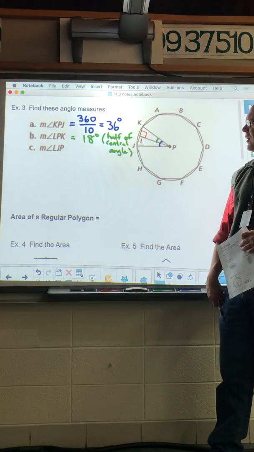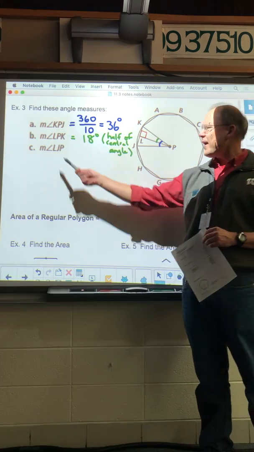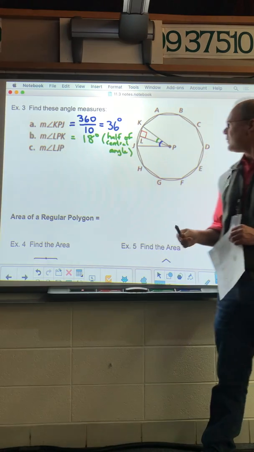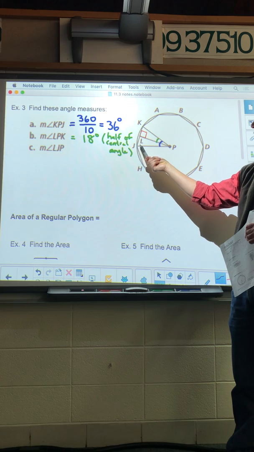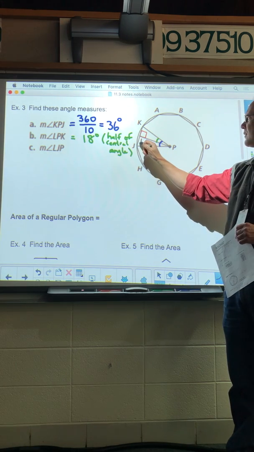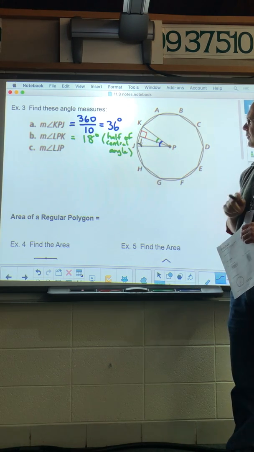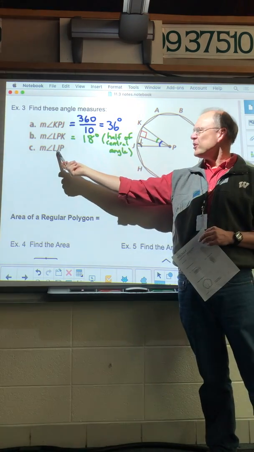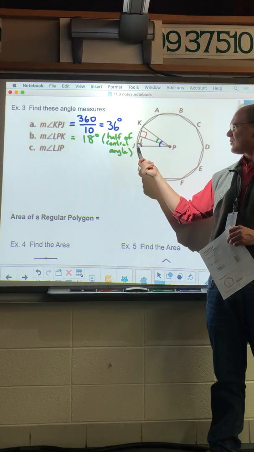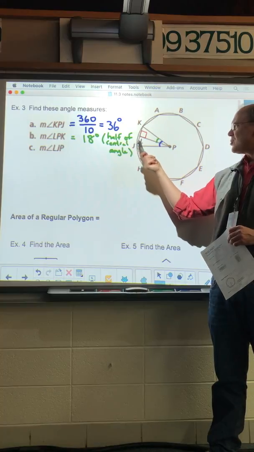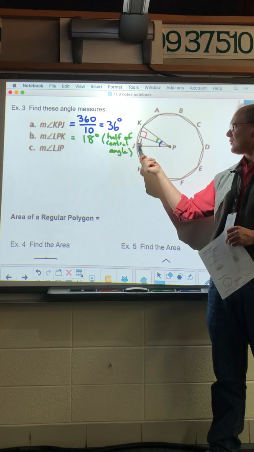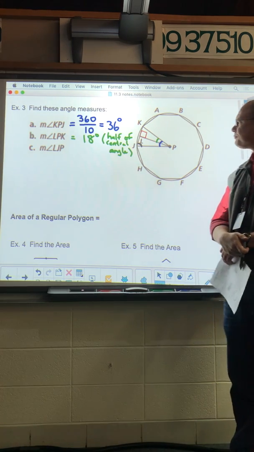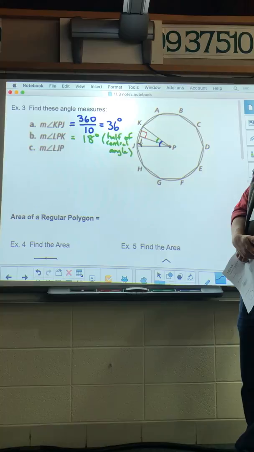Okay, and the last one on there is the measure of angle LJP. LJP. So that's that angle right there. Remember, the middle letter is going to be the vertex. LJ and JP, where those two sides meet and form that angle, that's the angle. Okay, so how can we figure that out?